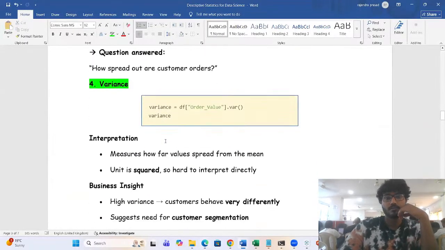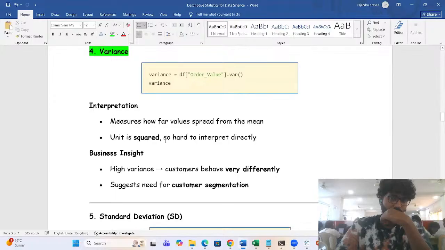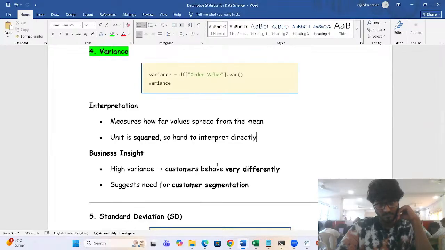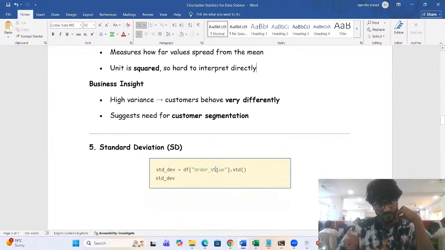See, this variance measures how far the values spread from the mean. The unit is squared, so it is hard to interpret directly for a business person. You cannot communicate anything to the stakeholder. So business insights in general: if you are getting a high variance value, it means the customers behave very differently. You're expecting one thing, but the people behave completely differently from your expectations. So it suggests a need for customer segmentation.